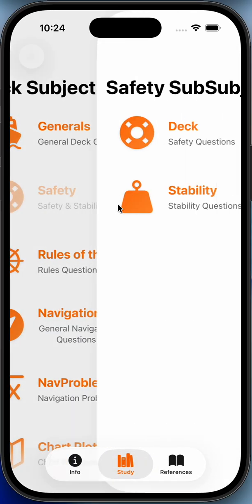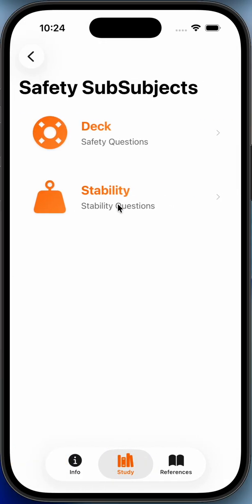But if we go to safety, there's actually deck and stability. Now, the third mate license doesn't study for a stability test. They just study for safety. And in that safety test is going to be deck safety questions and stability questions. So I divide up these sub-subjects because there's just a huge chunk of questions that are stability in the safety questions.